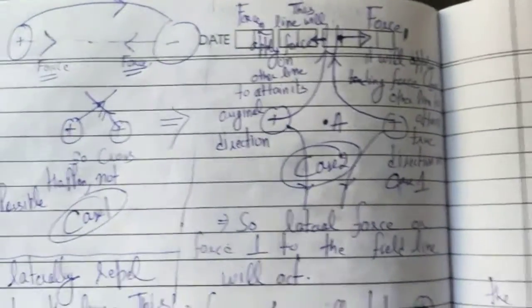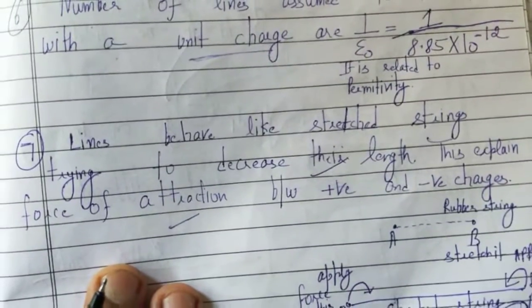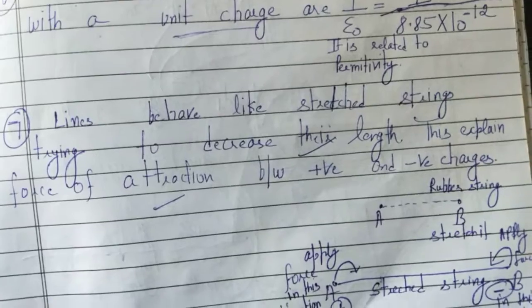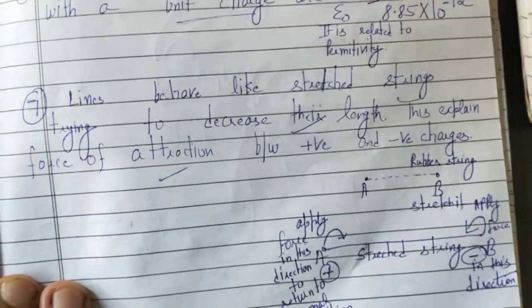Good morning students. We will be continuing with our next lecture on electric field lines. We are discussing the electric field lines. In the last concept we discussed that they behave as stress springs. This will explain the force of attraction between positive and negative charges.